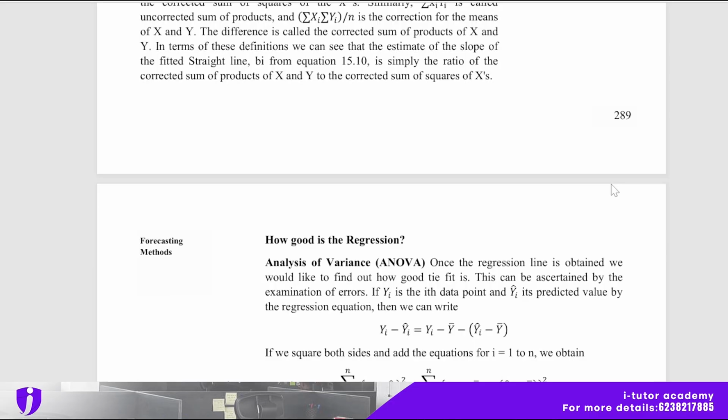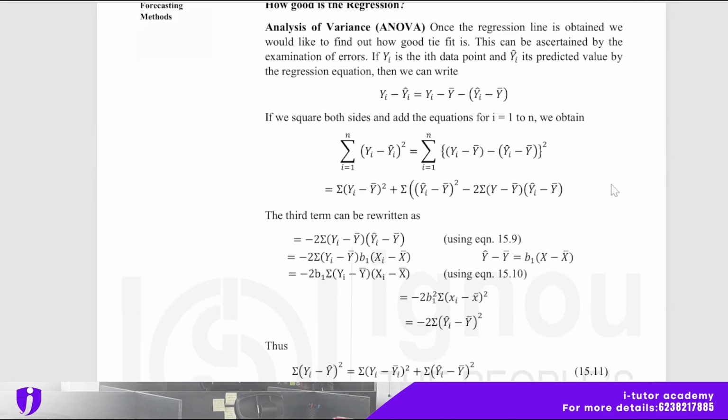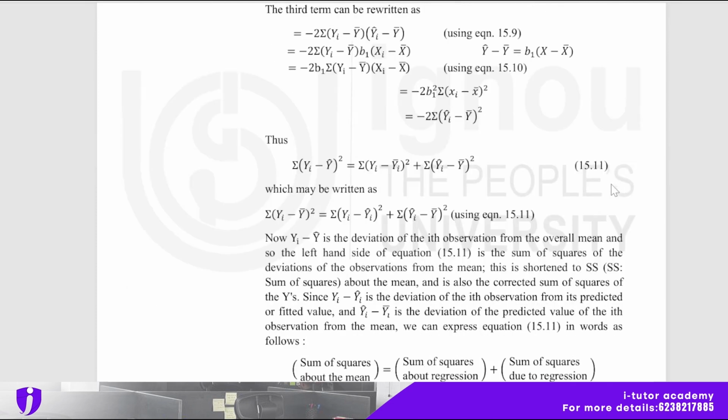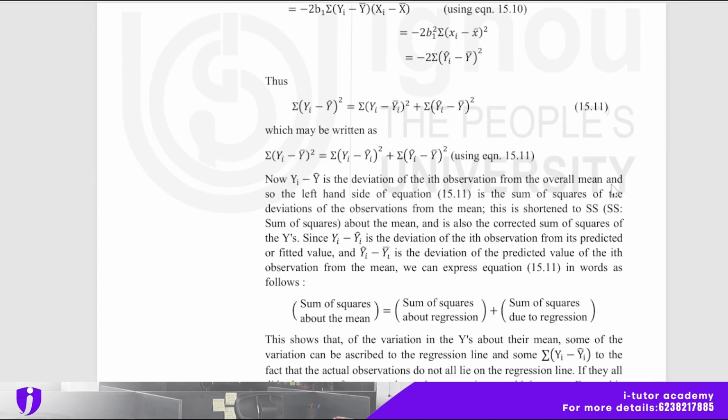Analysis of variance. Once the regression line is obtained, we would like to find out how good the fit is. This can be ascertained by the examination of error. Okay, so here is based on that. And sum of squares about the mean is equal to sum of squares about regression plus sum of squares due to regression.